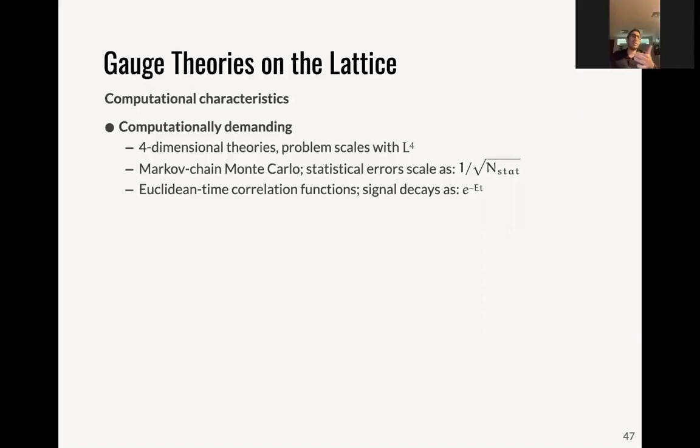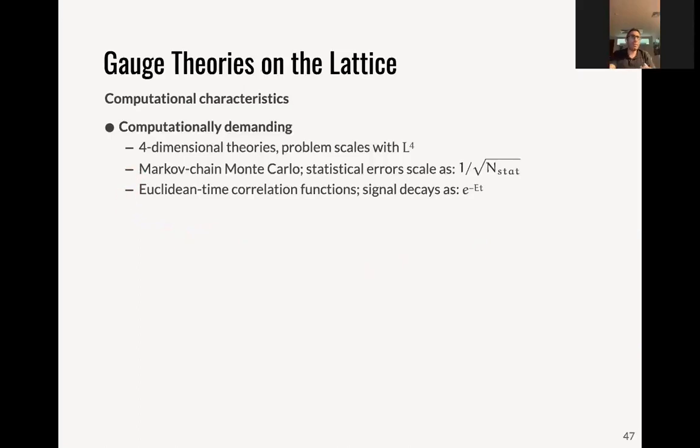Second point is that this is a Markov chain Monte Carlo process, which means that you have a statistical error. Your expectation values are computed statistically, and these expectation values have a standard deviation. Their averages fluctuate according to a Gaussian with statistical errors that scale with 1/√ the number of statistics that you've computed.